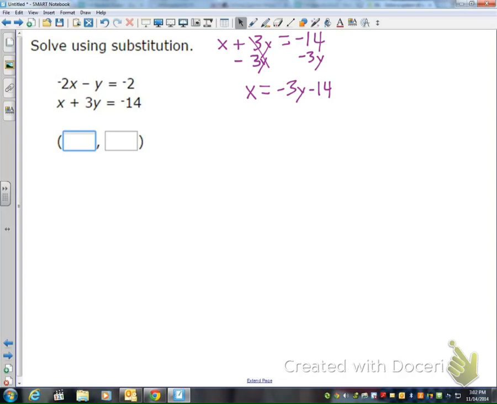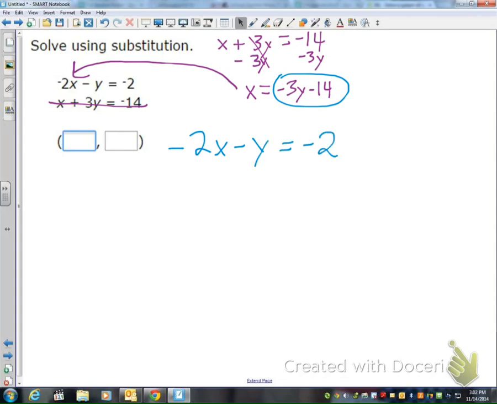Now that's coming from that equation. So I need to plug that value into this one here. So I'm going to replace the x in the second equation with negative 3y minus 14. So my first equation is negative 2x minus y equals negative 2. So if I replace x with this, I have negative 2 times negative 3y minus 14, minus y equals negative 2. Everybody with me so far, where we got all that from?